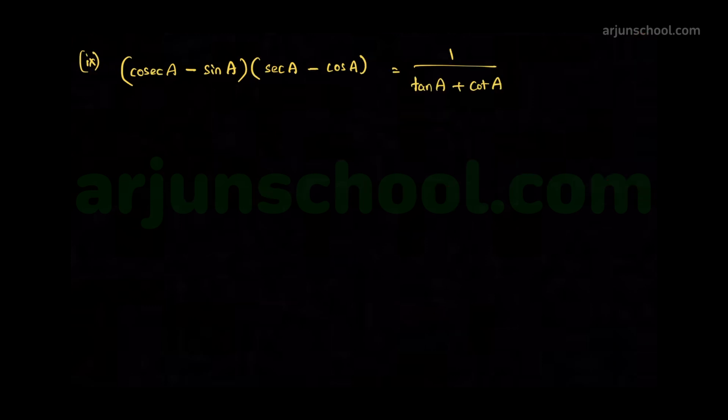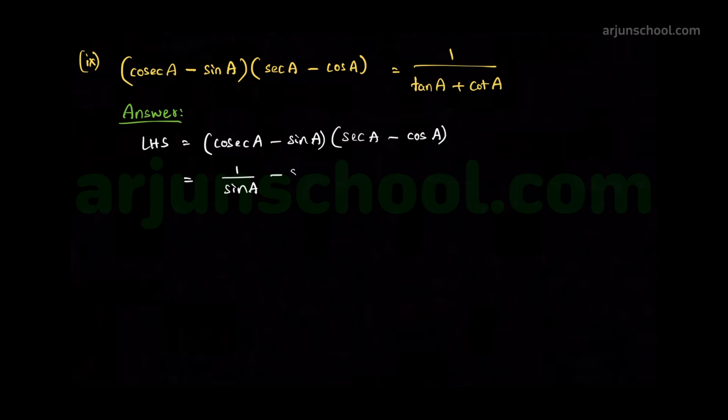Ninth question. Prove that cosecant A minus sin A of secant A minus cos A is equal to 1 by tan A plus cot A. Let us take the LHS. LHS is equal to cosecant A minus sin A of secant A minus cos A. Cosecant A is equal to 1 by sin A minus sin A of secant A can be written as 1 by cos A minus cos A.